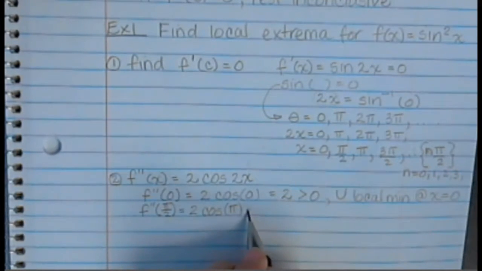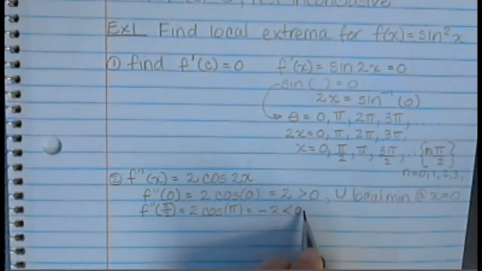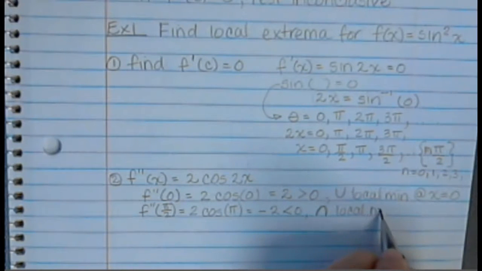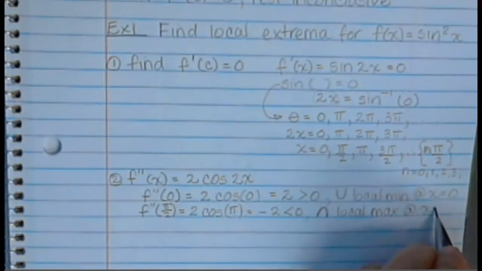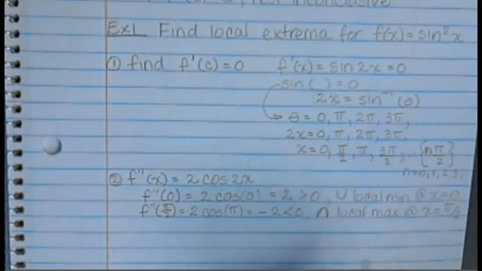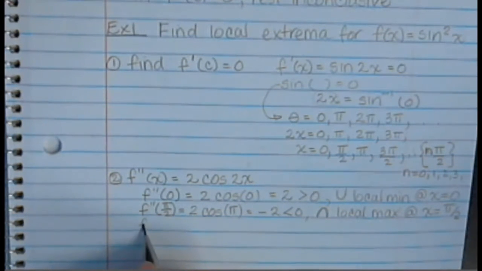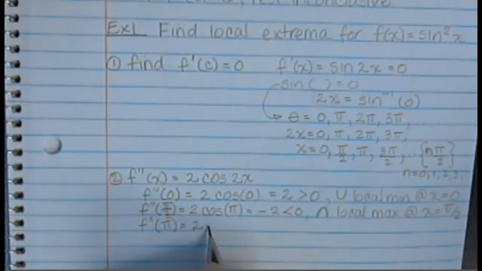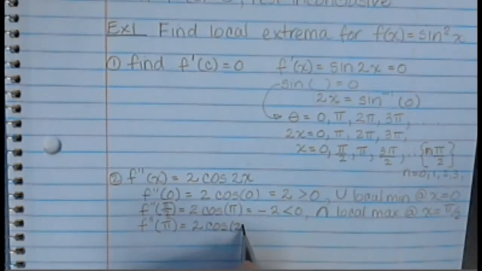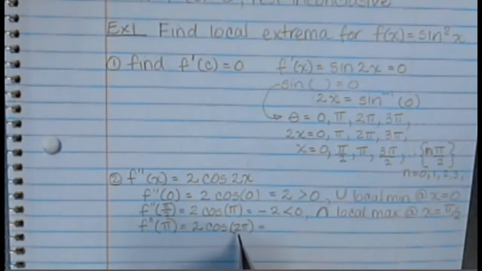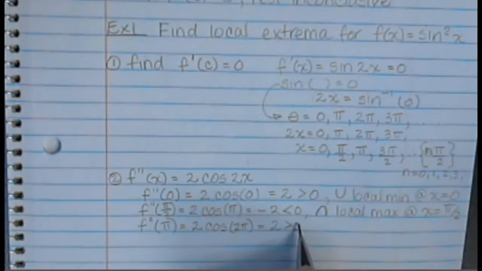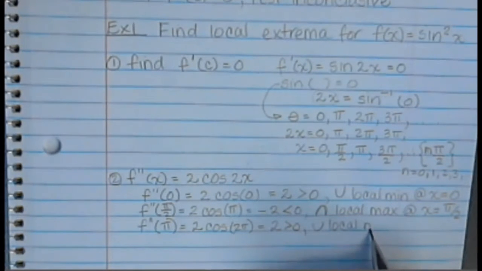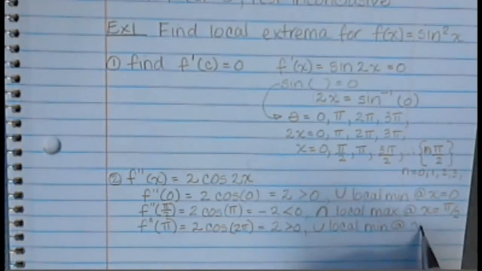Cosine of pi is -1, so this becomes a -2, less than 0, which means it's concave down, and we have found a local maximum at x is equal to pi over 2. And we could do the same thing for the next one. F double prime at pi is equal to 2 cosine 2 times pi, which again we'll find to be 1, so it's 2, greater than 0. Again, it's concave up, so we have found a local minimum at x is equal to pi.